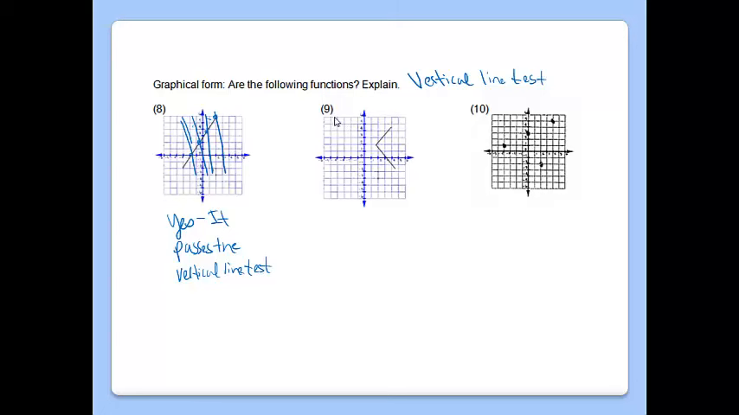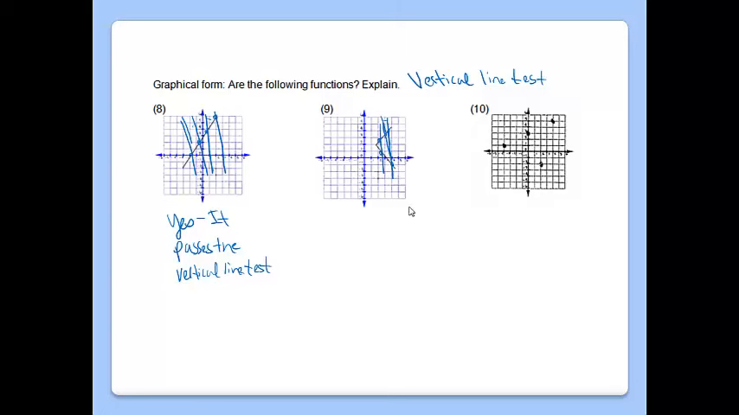Okay, this next one, if we go ahead and draw a few vertical lines, I'm going to draw a vertical line, oh goodness, right here. Draw another vertical line right there. Okay, now if I test these vertical lines, notice this first vertical line touches up at the top and then it touches down again at the bottom. Same thing with the second one. It touches at the top and touches down at the bottom.